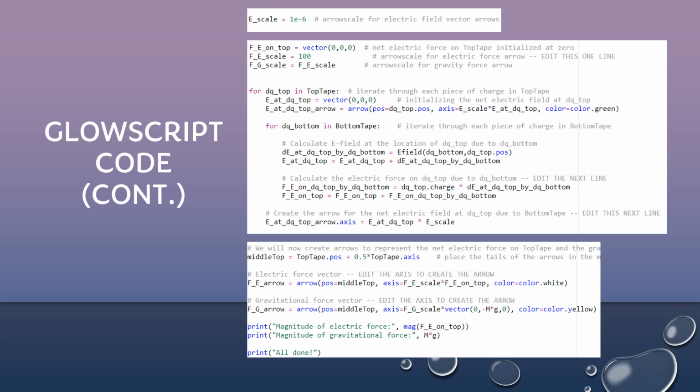Moving on, this code here functions to find the electric field and force of each small piece made in the previous function. This utilizes the electric field function shown on the last slide and also creates an arrow for each individual electric field. Finally, at the bottom here is the code for our net electric force and gravitational force arrows. The code will also print the magnitudes of each one right here.